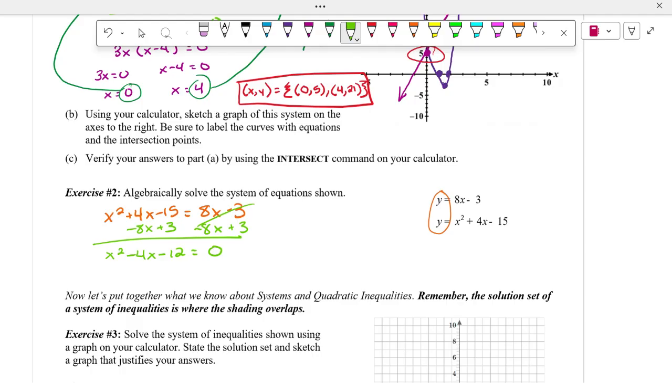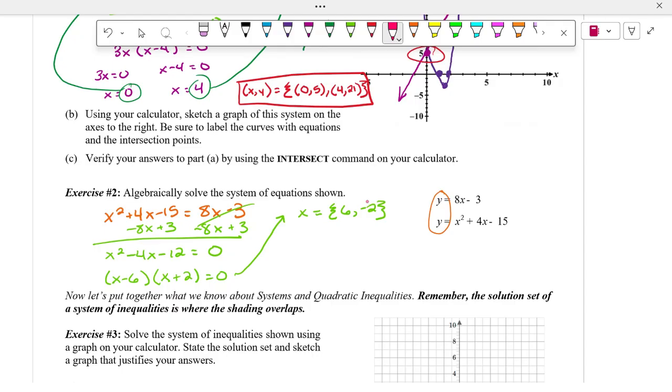So what are two factors of negative 12 that'll add to negative 4? Negative 6 and 2. This will be x minus 6 times x plus 2 is equal to 0. Thus, if we solve those equations, the x values are 6 and negative 2. Now remember, those are our x values. We always have to find the y's. So we have to plug each x value individually into one of the original equations. Again, I always recommend the easier one, which more often than not is the linear.